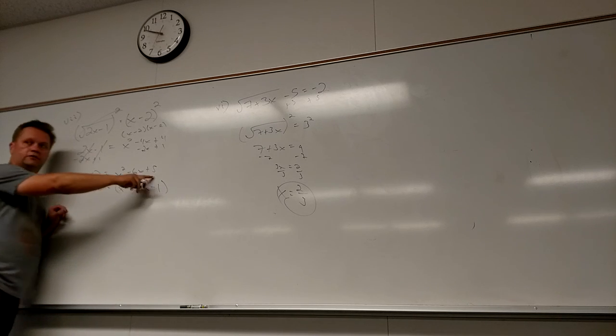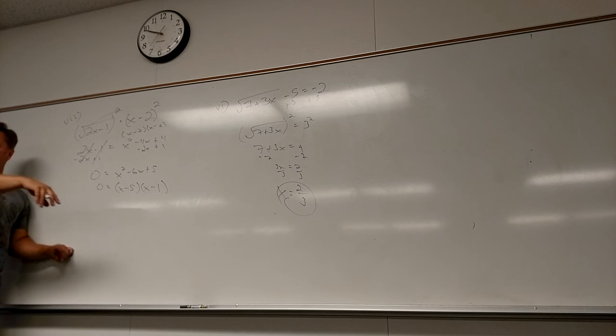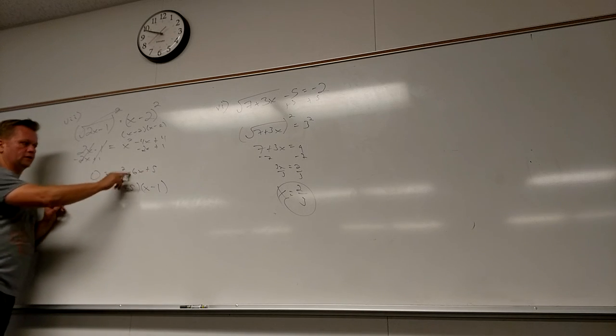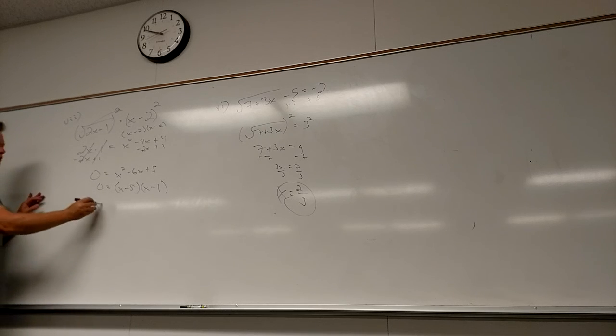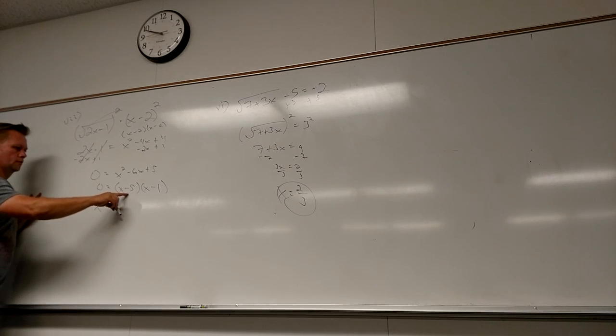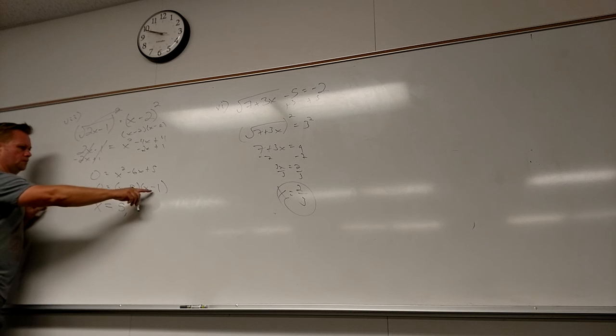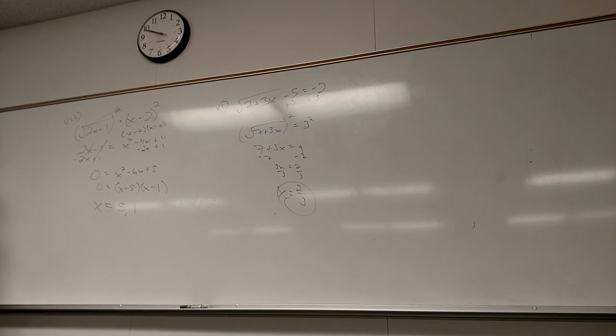there's only one way to factor 5. And they both have to be negative so that comes up positive, that comes up negative. Right? So x is 5 or 1. Now I gotta check to see if I got any extraneous solutions.